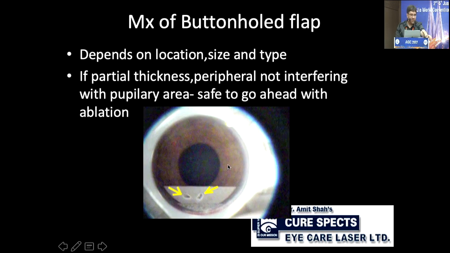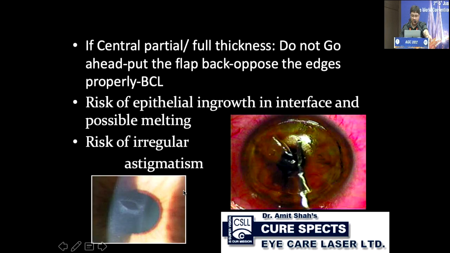So how do we manage the buttonhole? Suppose they are small, peripheral, not centrally located, then you can always go ahead and finish the ablation, just like I showed you in the earlier case. But if it's a central partial thickness, then one has to avoid doing any type of ablation. You have to abort the procedure, no matter how bad you feel. And you have to make sure that you have opposed the edges well.